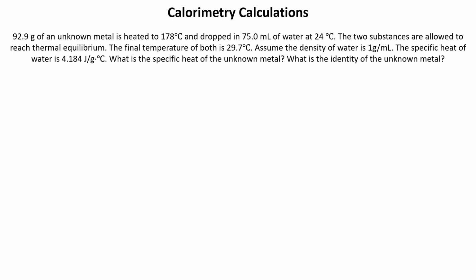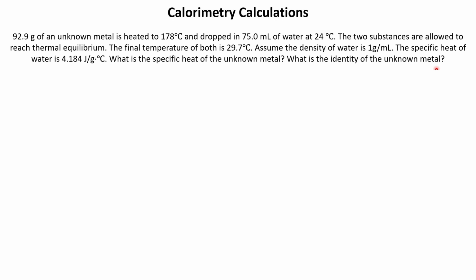Okay, so let's read through this problem. 92.9 grams of an unknown metal is heated to 178 degrees Celsius and dropped into 75 milliliters of water at 24 degrees C. The two substances are allowed to reach thermal equilibrium. The final temperature of both is 29.7 degrees Celsius. Assume the density of water is 1 gram per milliliter. The specific heat of water is 4.184 joules per gram times degrees Celsius. What is the specific heat of the unknown metal? And again, what is the identity of the unknown metal?